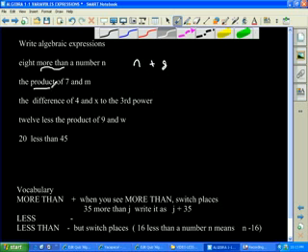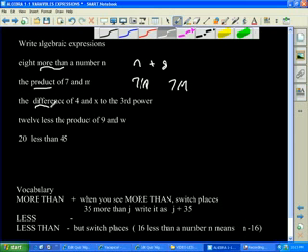Product. Well, hopefully you're already saying to yourself, product means the answer to a multiplication problem. Great. We're just going to write it as 7m. Remember, a letter next to a number means multiplication. You don't have to have the times sign. So just 7m.